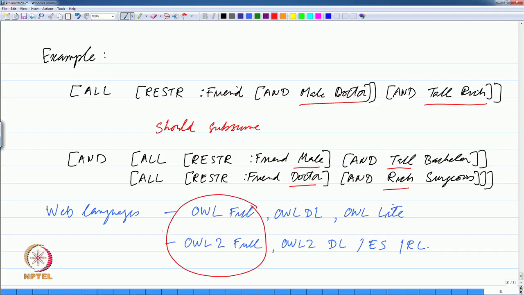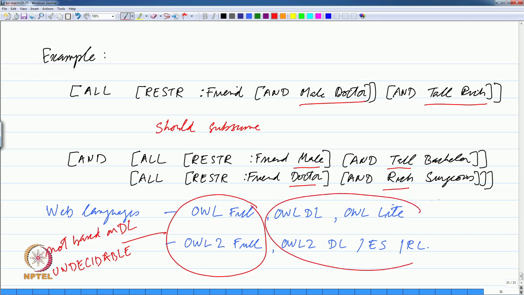So, in fact, these two languages are not based on DL and they are undecidable, whereas the rest of the languages are decidable subsets eventually, and they also have their gradation of how much you can express in that essentially.